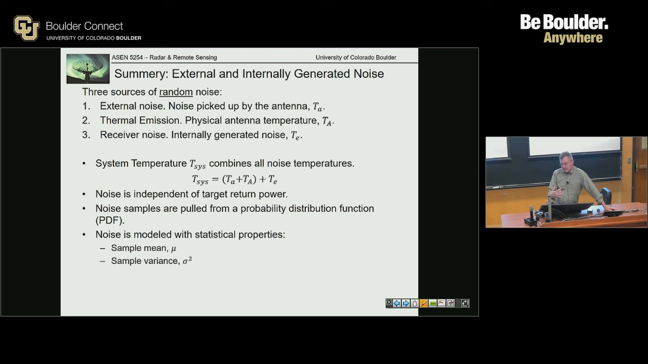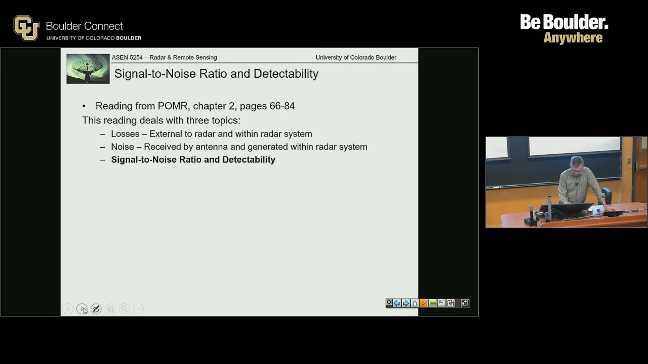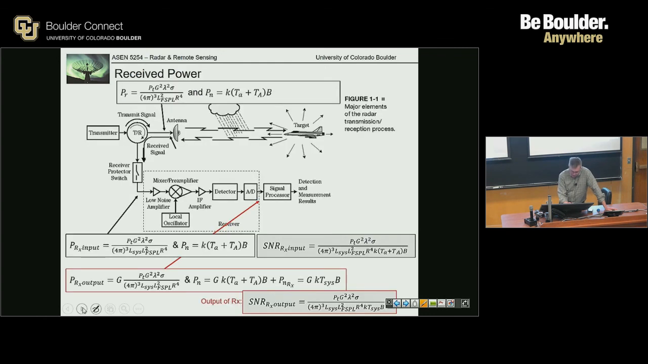But noise represents some value with some spread. We treat losses as a constant unless it's atmospheric. Then there's some path length to it, and you need to estimate that loss. But we consider noises to come from some PDF, some distribution of noise samples. And then signal to noise, we use this for detectability. And this is propagating our losses and our noise power.